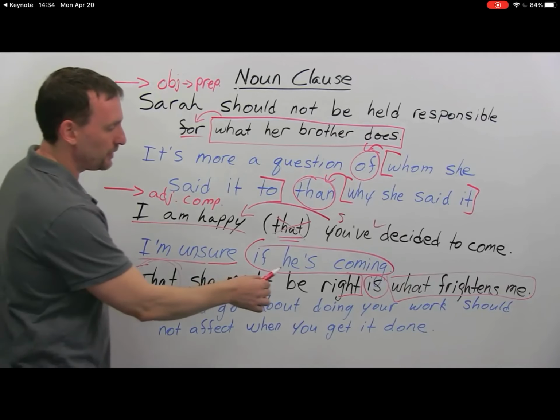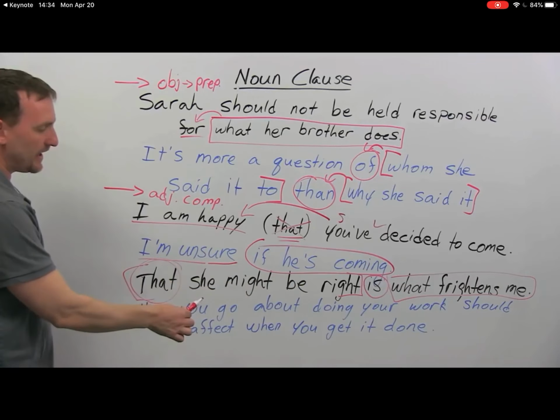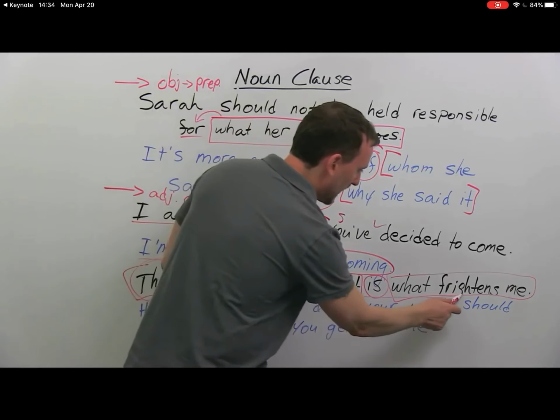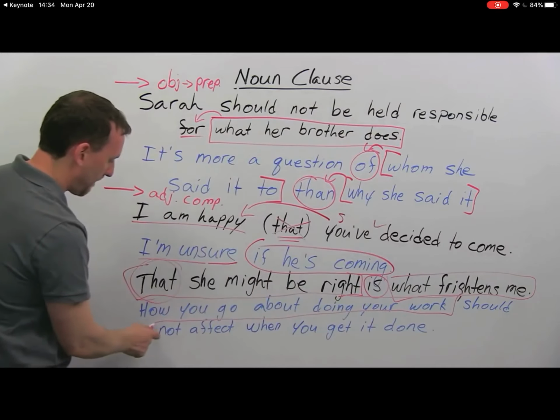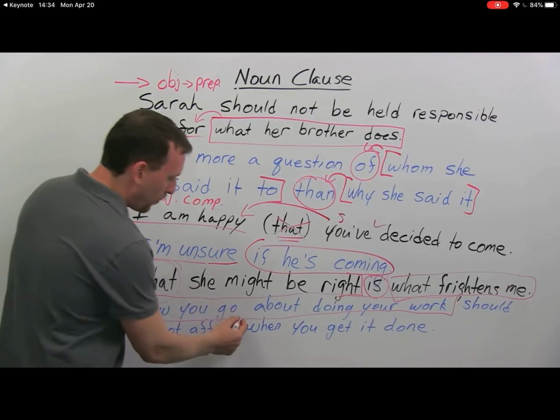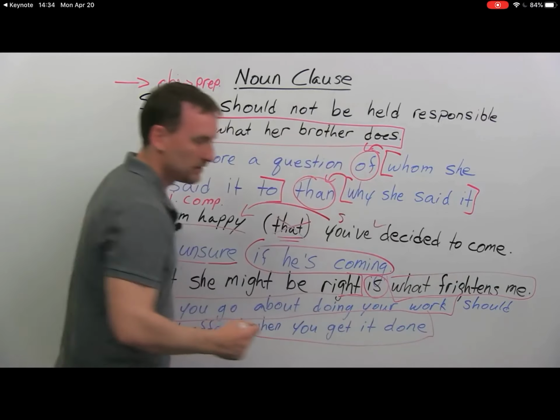Last sentence. How you go about doing your work should not affect when you get it done. So how you do your work should not affect. This is your main verb. When you get it done.